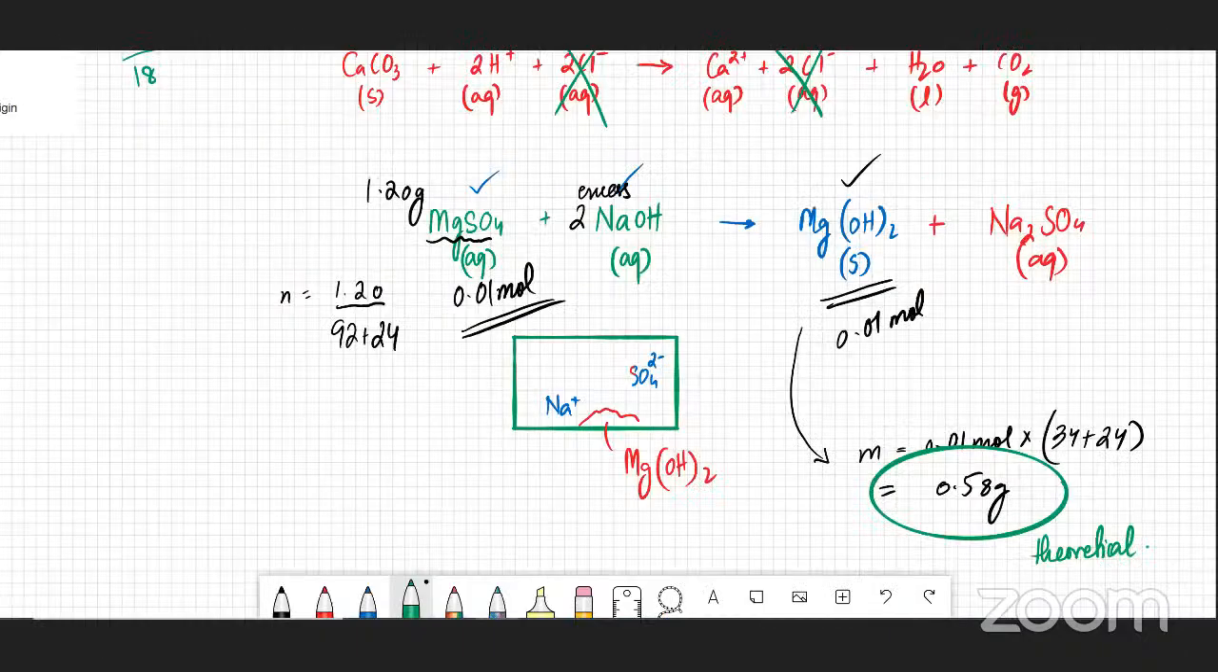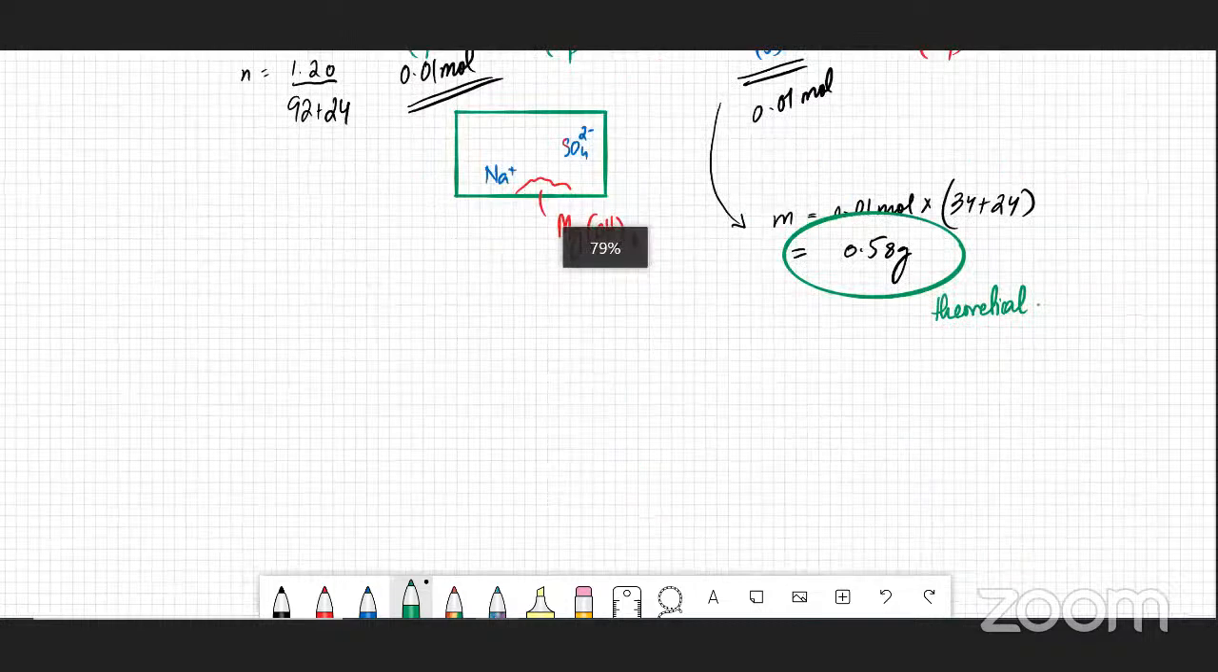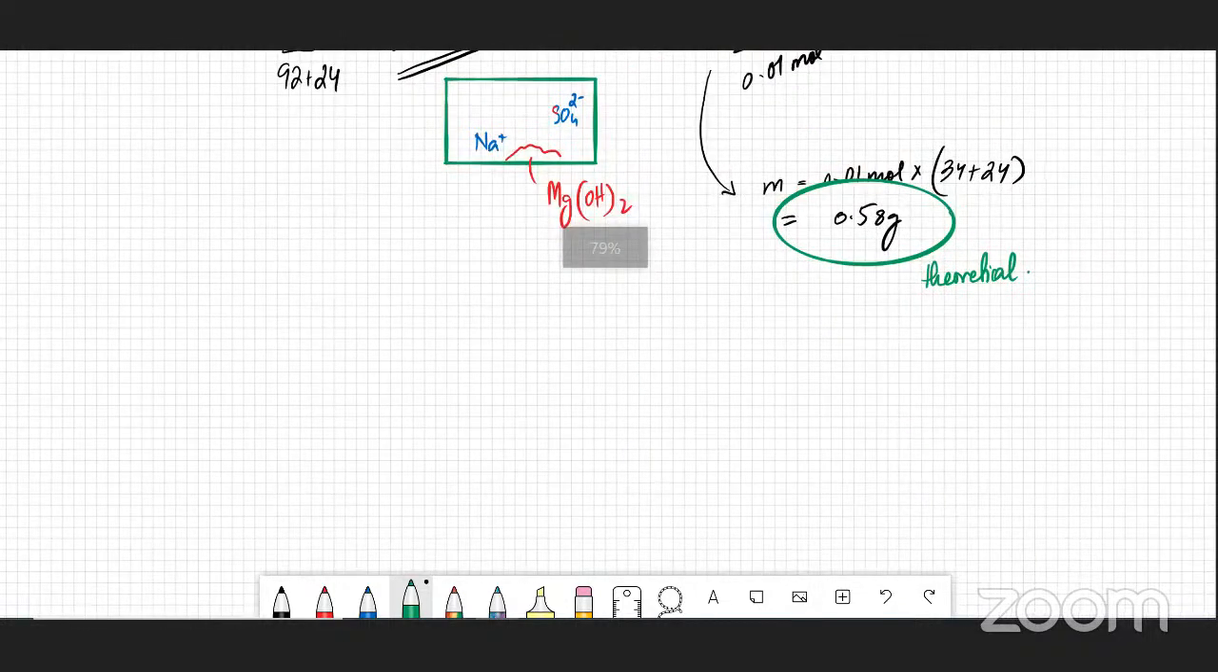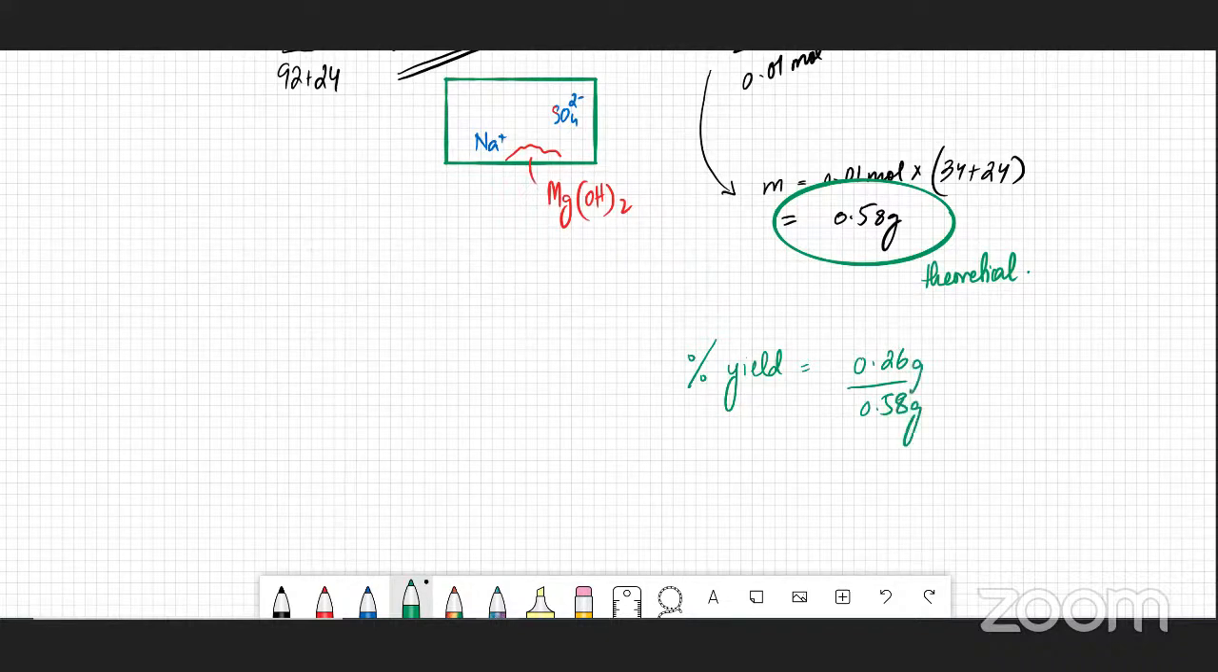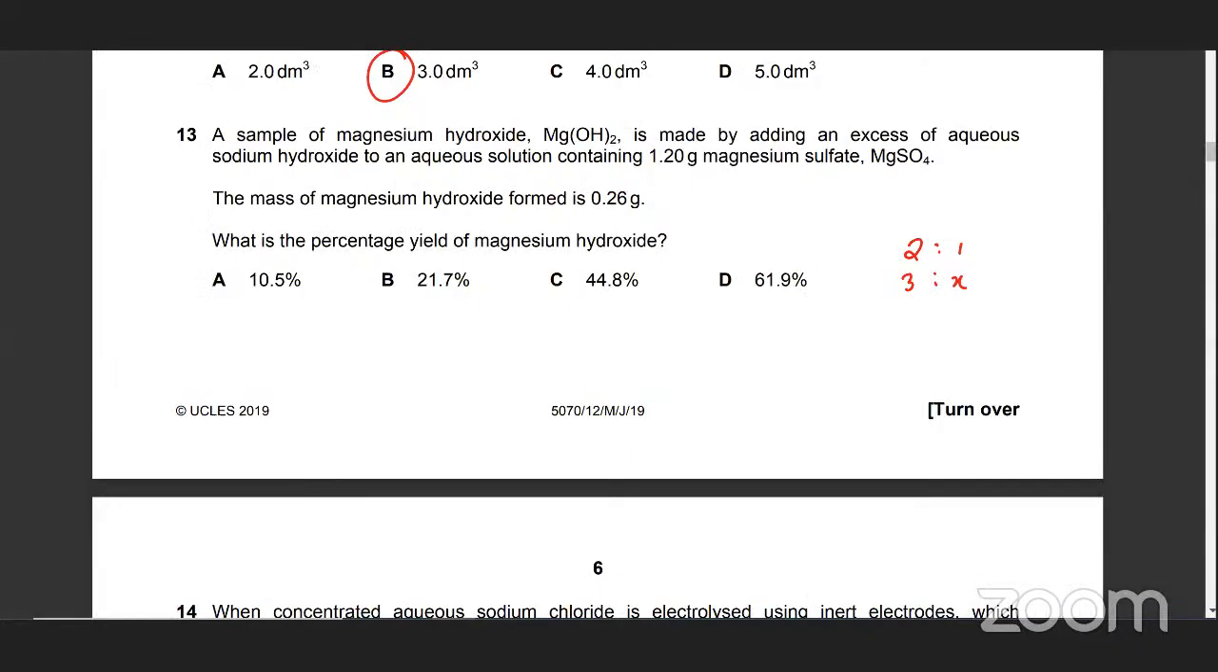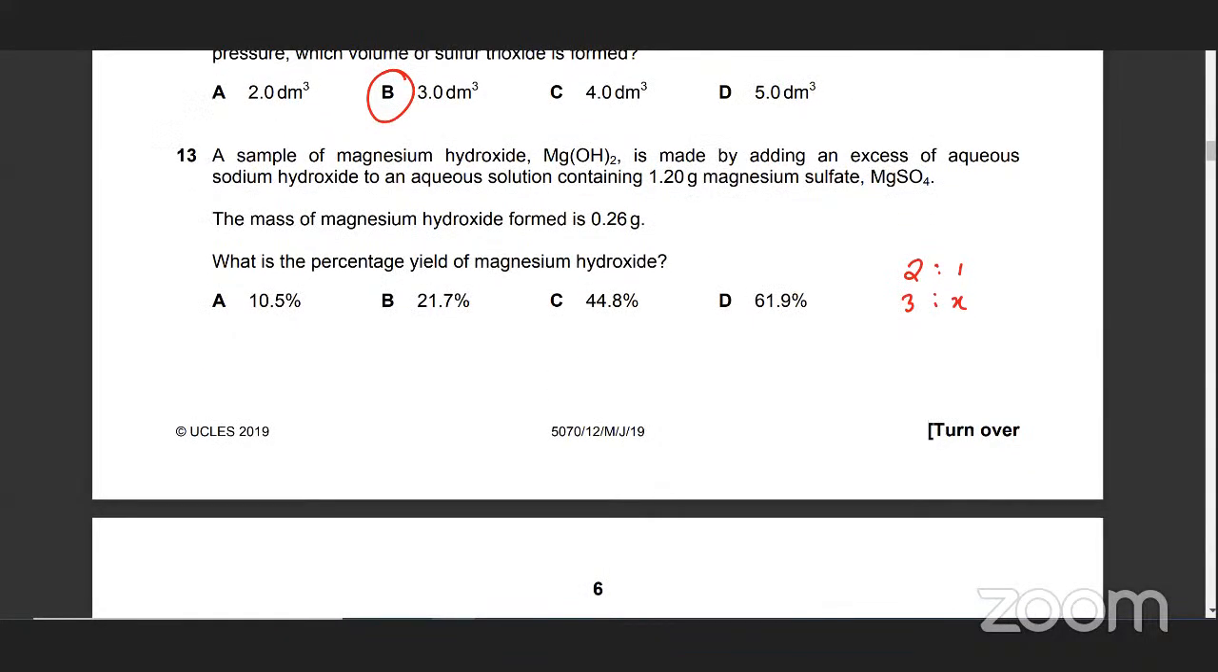So what is the formula for yield? The formula for percentage yield is actual, which is 0.26 grams, divided by the theoretical, which comes out to be 0.58 grams, into 100. So what do we get? 44.8. We're getting 44.8%, and that's going to be our answer. Okay, it's going to be C. So the answer is C.